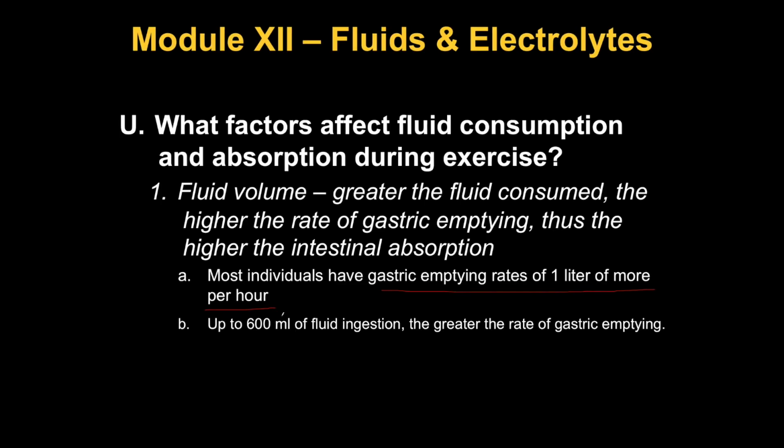Through research, they have found that up to about 600 milliliters of fluid ingestion is basically the threshold for where we get the most optimal or the greatest rate of gastric emptying. Again, the theory here is that a larger amount of fluid is going to cause the stomach to empty at the highest rate, and then that enters the small intestine so that we can absorb that fluid in the duodenum and jejunum. Again, there's a point of diminishing returns here. Up to about 600 milliliters of fluid seems to be the threshold for the greatest amount of gastric emptying to occur.